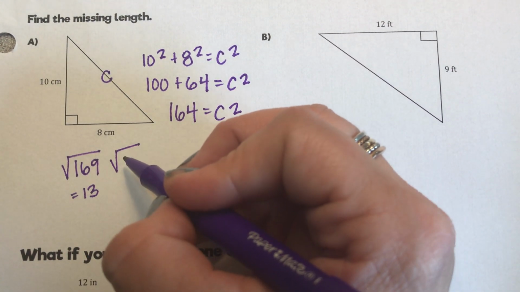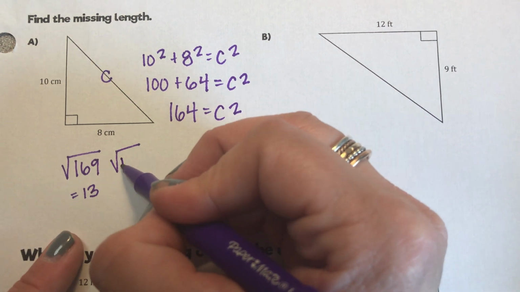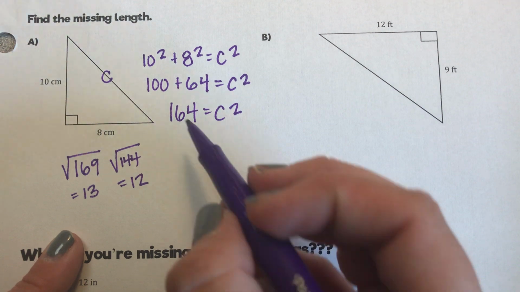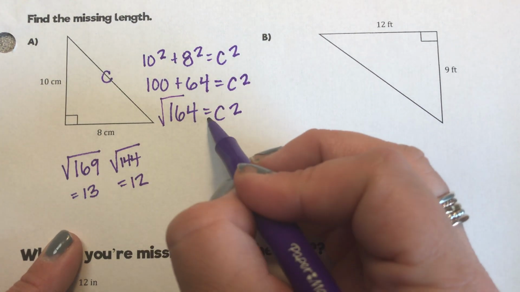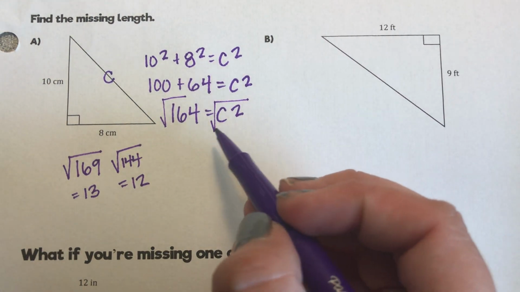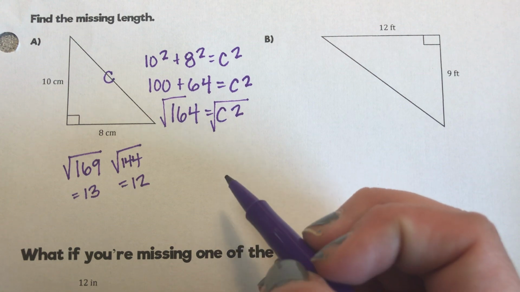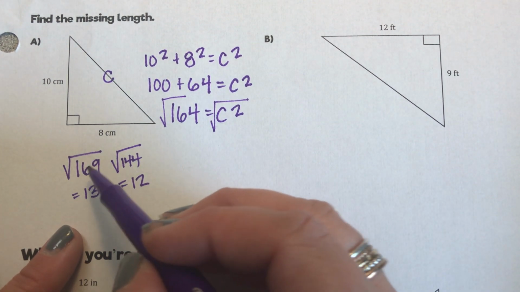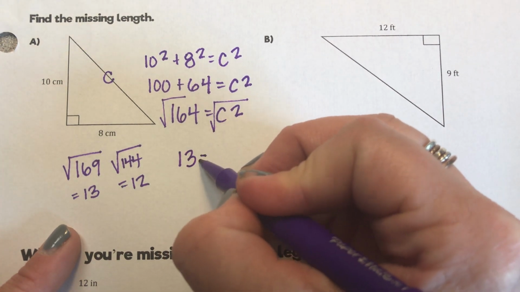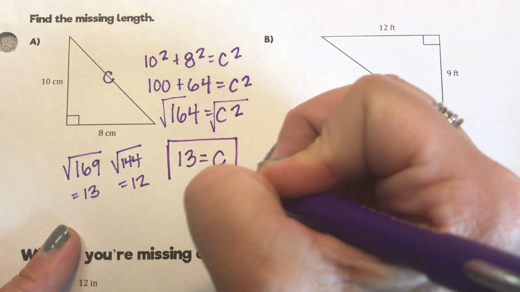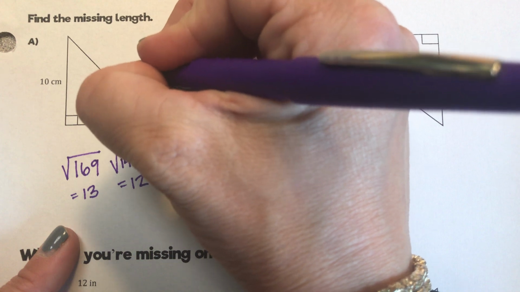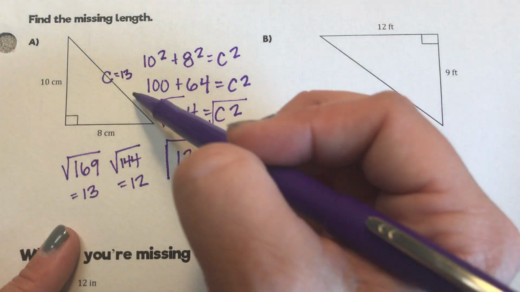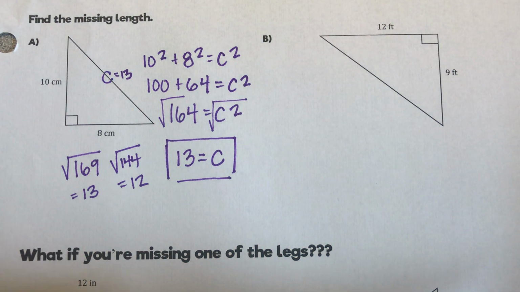And I know the square root of 144 is 12. So this, right, if I'm going to take the square root of both sides, because I don't really want to know what c squared is, I want to know what just c is. 164 is closest to 169. So we're going to estimate this side as 13. And it makes sense. This is the longest side. If these are 10 and 8, it makes sense that that would be 13.